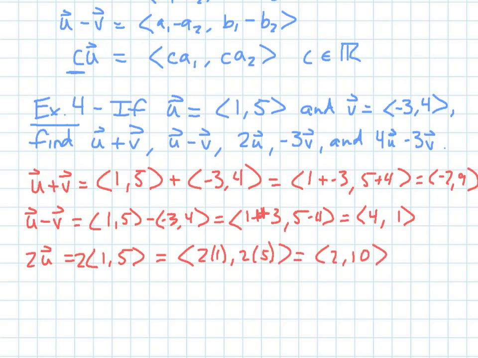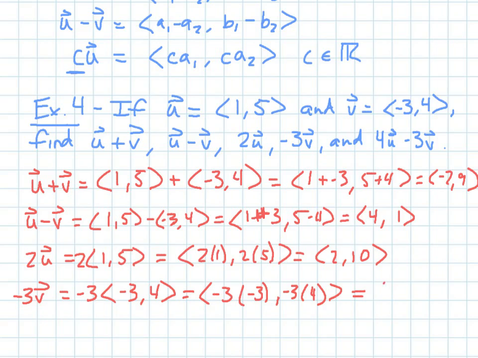Okay. Do the same thing for vector v, just multiplying it by negative 3. So negative 3 times negative 3 is 9. And negative 3 times 4 is negative 12.